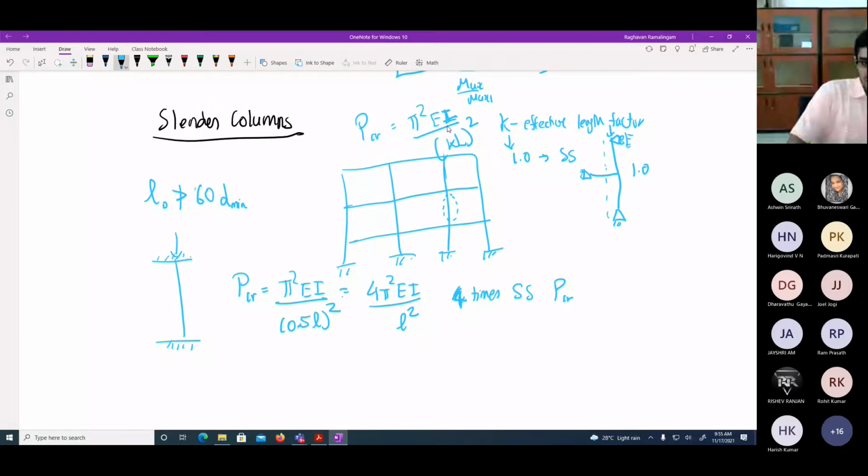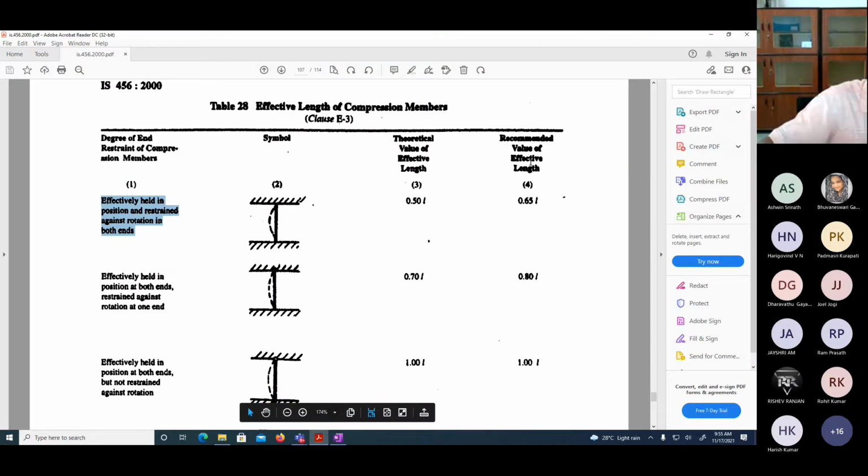So when your boundary conditions become more and more rigid, you have a greater capacity, a much greater critical load, meaning that it doesn't buckle easily. It takes 4 times the load to make it buckle when you have a fixed column. So this is the theoretical value of the effective factor, but in the code book, the one you are recommended to use is 0.65.